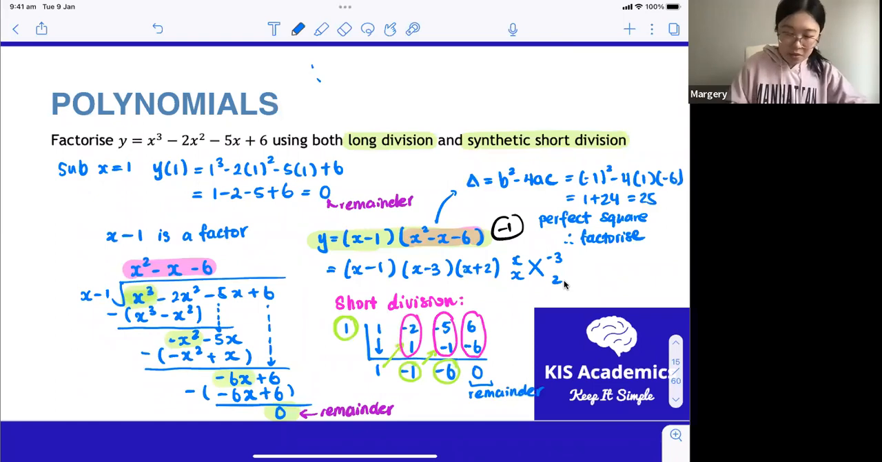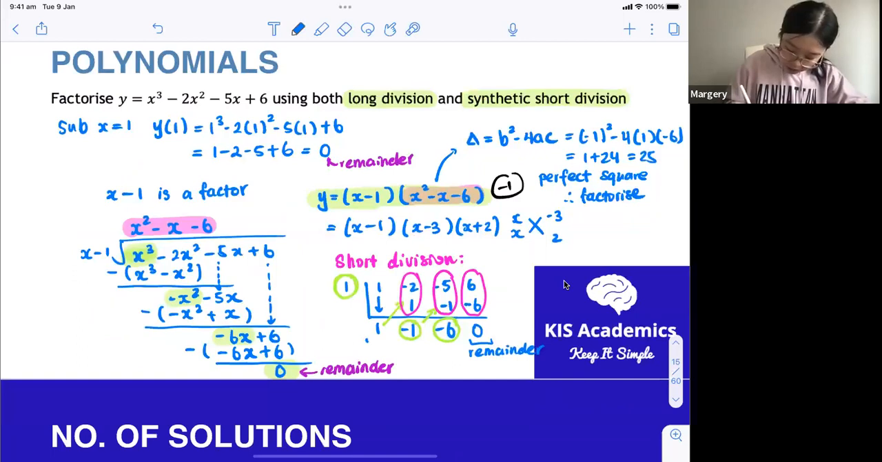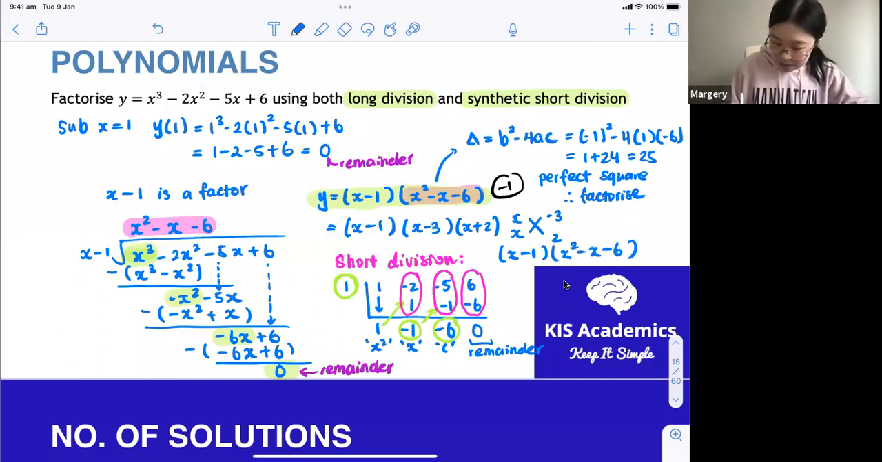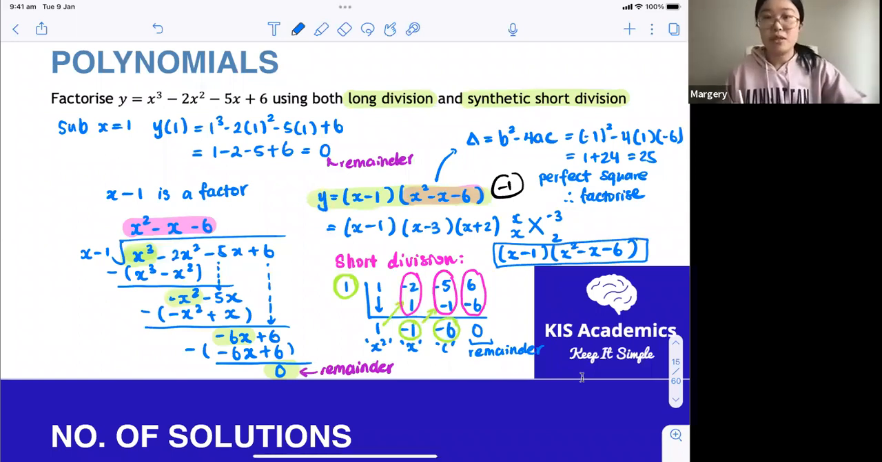And so once I've done this division here, I know that this number here is the coefficient of my x squared term. Because we started with the cubic, we would be 1 kind of power down. So this 1 would be the coefficient of my x squared. This would be the coefficient of my x, and this would be the number on the end. And so the way I would write this is I would have x minus 1 times x squared minus x minus 6. And again, we can then further factorize this to get the same answer we got before when we used long division.